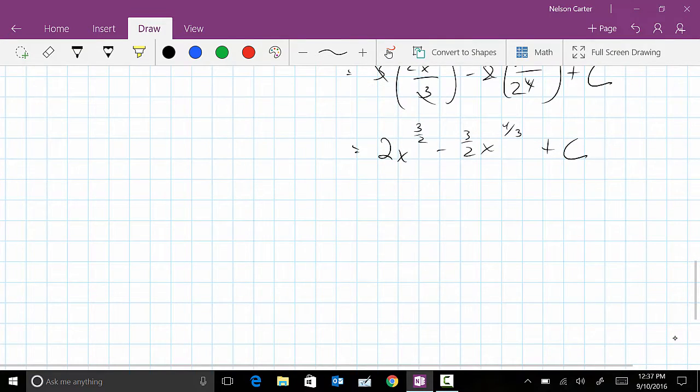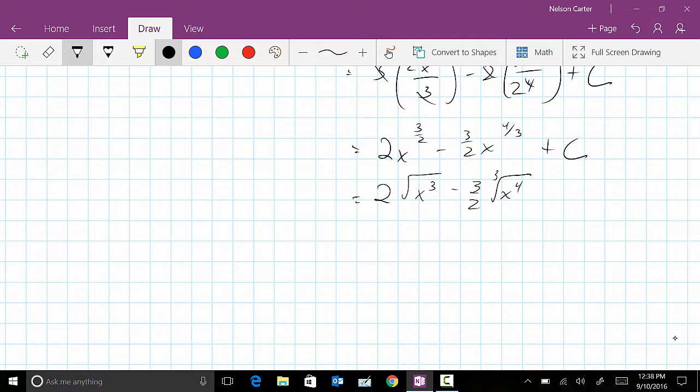And you could leave it like that. If your directions for some reason stated that you really needed to represent it as a rational or something like that, then you could say that it's going to be 2 times the square root of x cubed minus 3/2 times the cube root of x to the power 4 plus a constant, something like that. Either one of these is okay. Generally, this is preferred because if you need to take a second derivative, it's already ready to go, whereas this one would need to be converted, but it doesn't matter. Either way, it's fine.